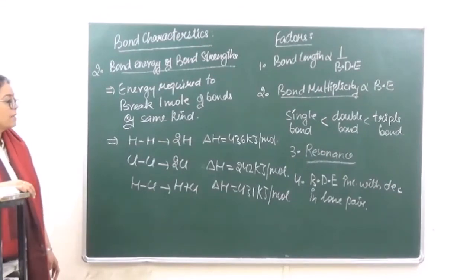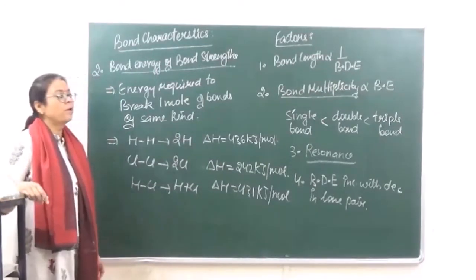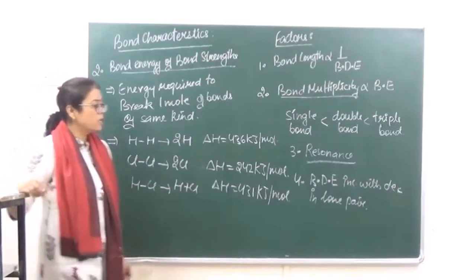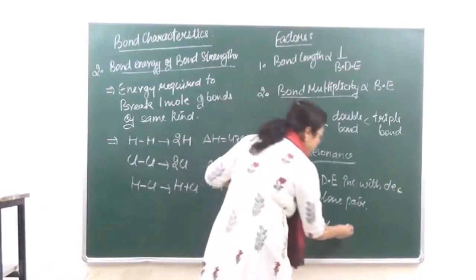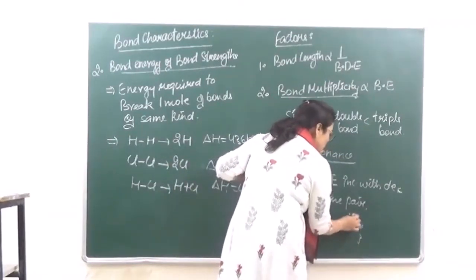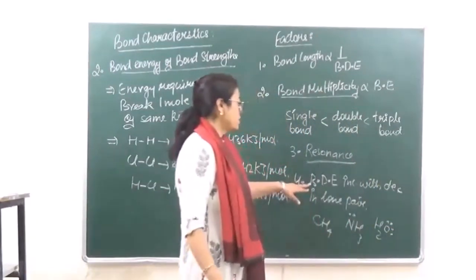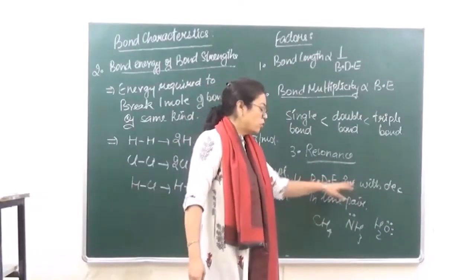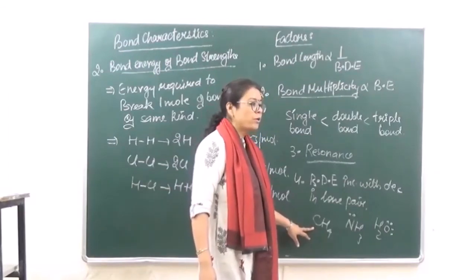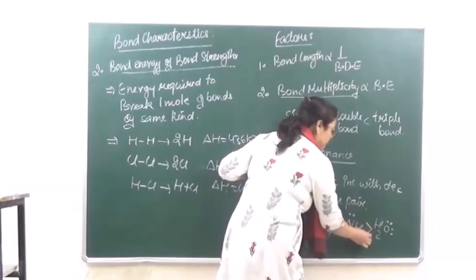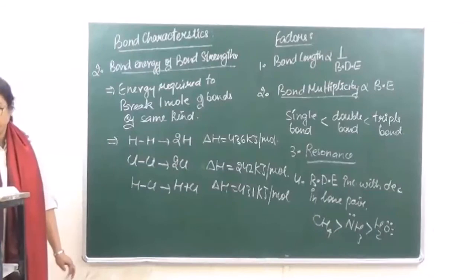ठीक है? Why this is happening? This is because of electrostatic repulsions which are going to take place between the lone pair of electrons. Okay, so we are taking 3 molecules over here. We have CH4, then we have NH3, and we have water. So bond dissociation energy is going to increase with decrease in lone pair of electrons. So the bond dissociation energy for CH4, that is going to be maximum. This is how it is going to depend upon the lone pair of electrons.